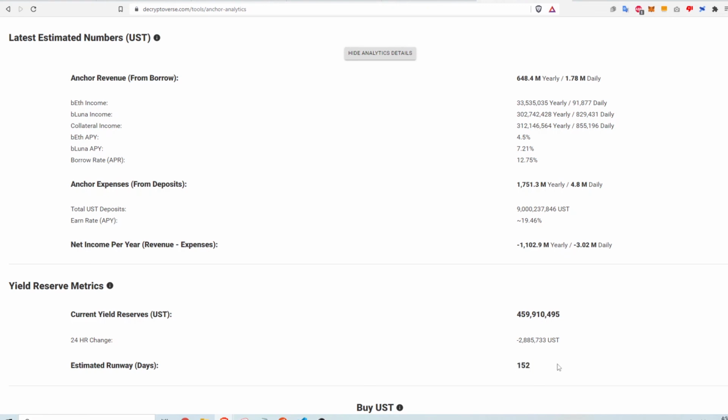Alright, I hope that video helped you understand a little bit more about how the Anchor protocol works and how it gets its revenues, and then how those numbers can be used to estimate a runway for the yield reserve. Understanding these numbers, I think, can give us an insight on how sustainable the protocol can be.